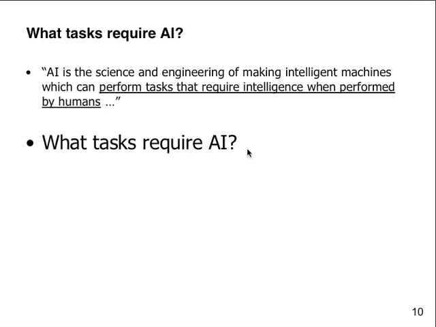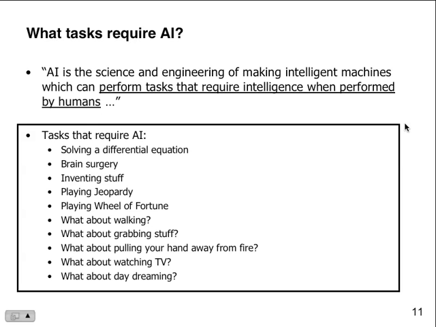So what tasks require AI? So AI is the science of engineering, making intelligent machines, performing tasks that require intelligence when performed by humans. What tasks require AI? Almost every task. And here's some examples here. Solving a differential equation. Brain surgery could require some AI. Inventing stuff, playing Jeopardy could require AI. Playing Wheel of Fortune. What about walking, grabbing stuff? They may require AI, depending upon how you're simulating it, what you're doing.